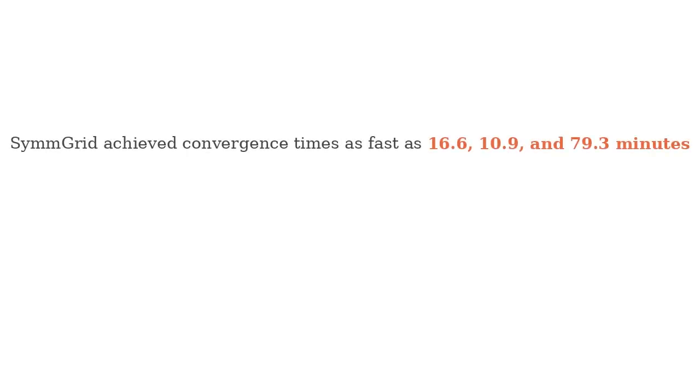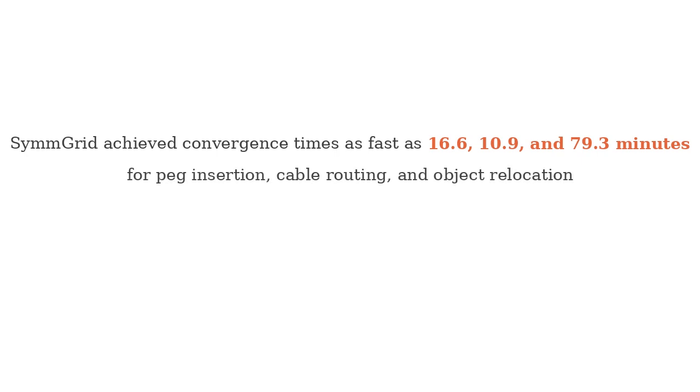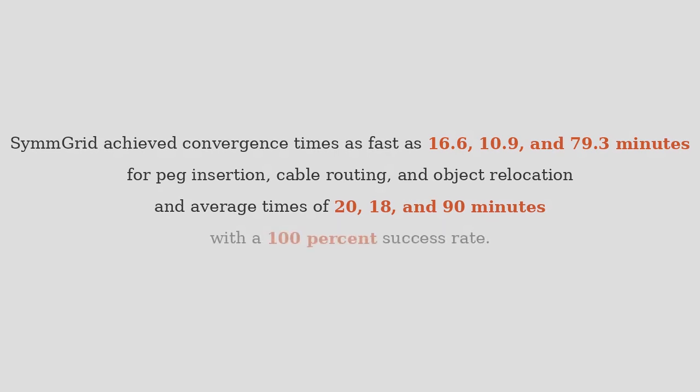SymmGrid achieved convergence times as fast as 16.6, 10.9, and 79.3 minutes for peg insertion, cable routing, and object relocation, and average times of 20, 18, and 90 minutes with a near 100% success rate.